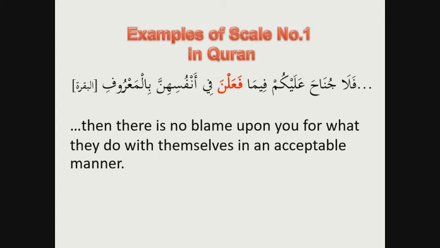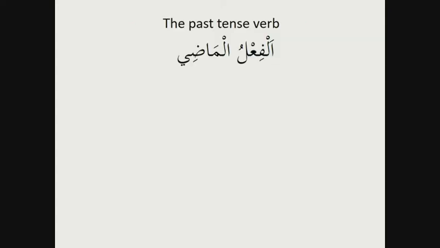So when we learn our Arabic scales, we categorize the verbs like that, but we usually do it in the reverse order. We first learn the third person, then the second person, and then the first person. We already learned the third person: fa'ala, fa'alu, fa'alat, fa'alna. Now we move on to the second person.